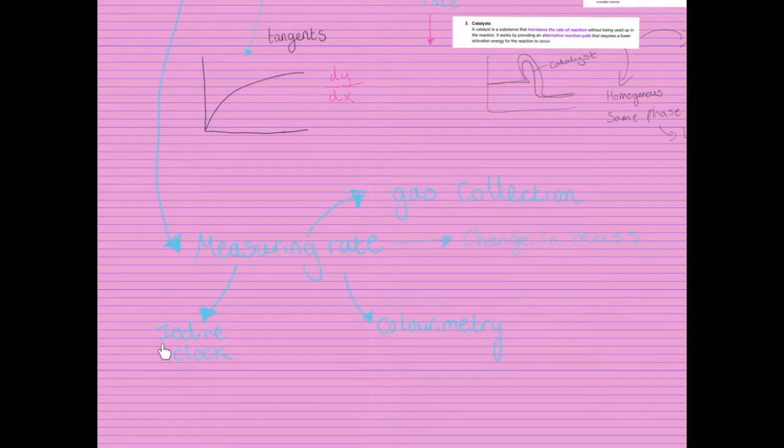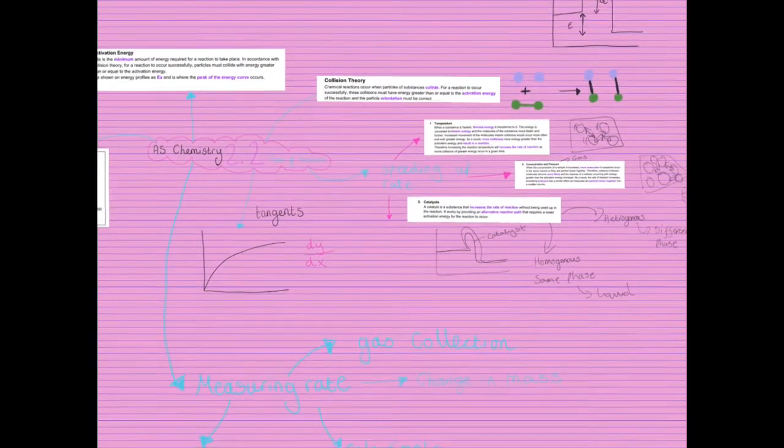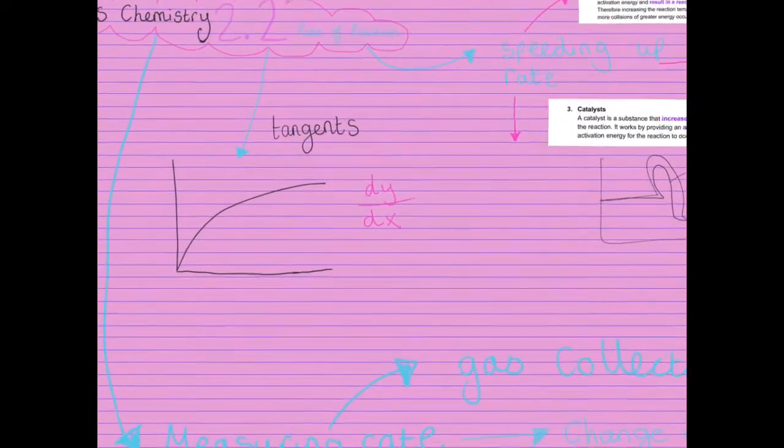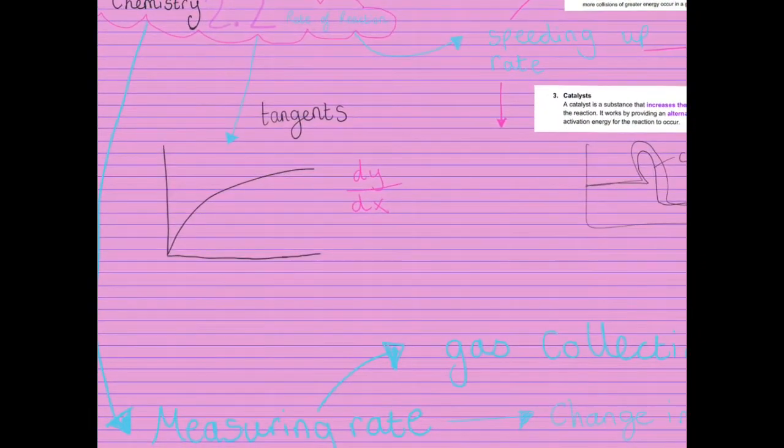Okay, the main specified practical for you is the iodine clock, where we used different concentrations of hydrogen peroxide, and we added that to iodine and a thiosulfate, and there was a colour change that occurred. Then once we've done that, we can plot our results on a graph, and sometimes we'll be asked to use a gradient, plotted on a graph.